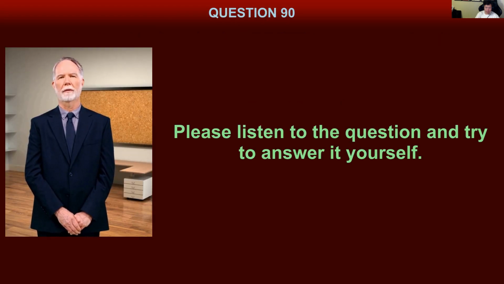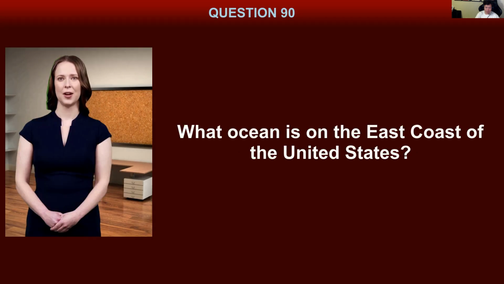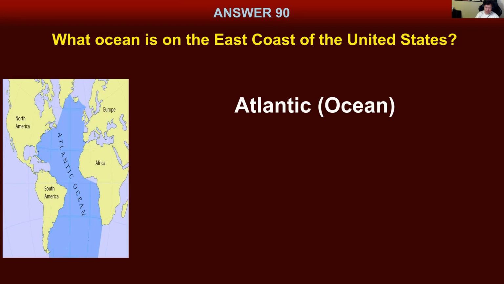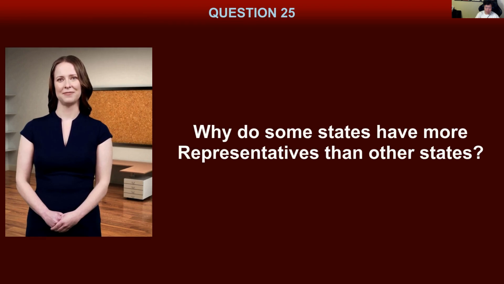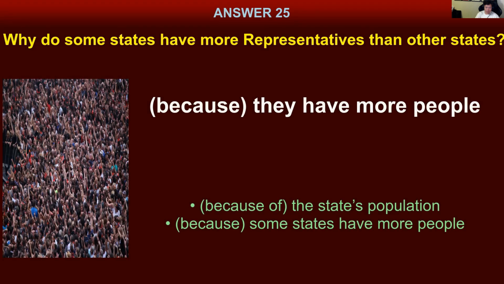What ocean is on the east coast of the United States? Atlantic Ocean. Why do some states have more representatives than other states? Because they have more people.